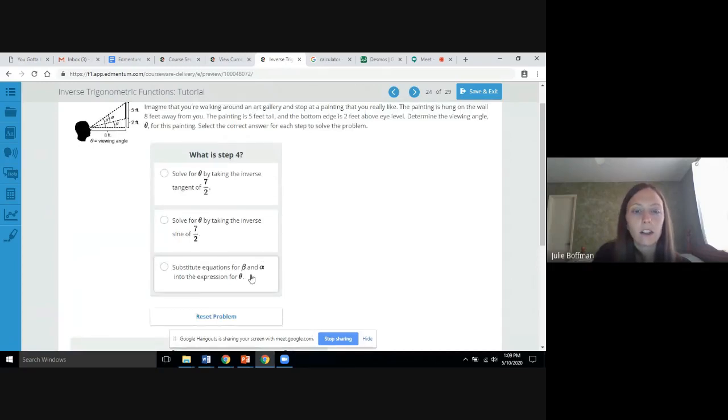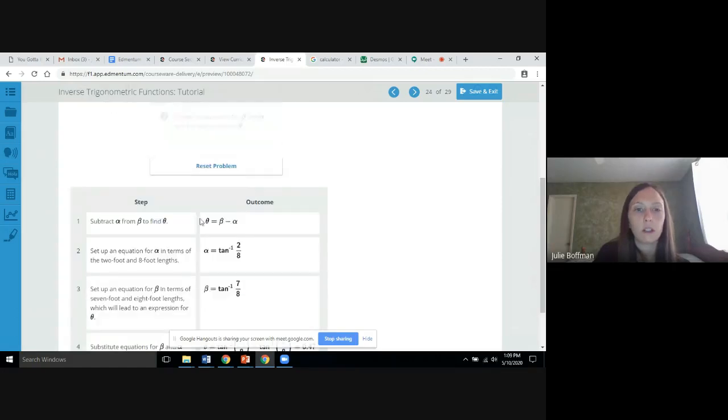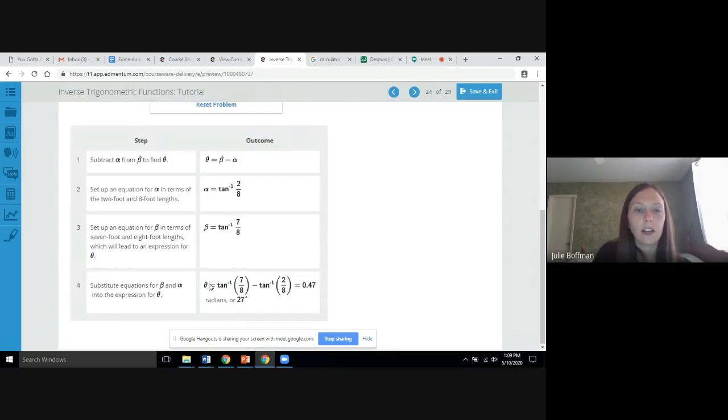So it says substitute the B and the A into the expression we originally wrote for theta. Theta was B minus A. So now theta equals B, which was inverse tangent of 7 over 8, minus A, which was inverse tangent of 2 over 8. And they just typed that in the calculator and got 0.47 radians or 27 degrees.